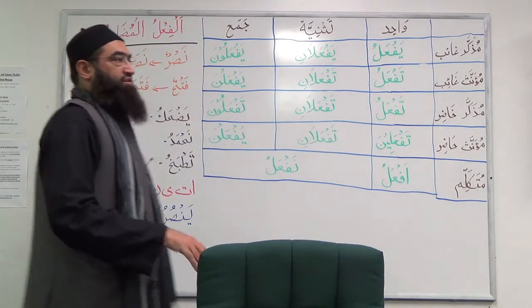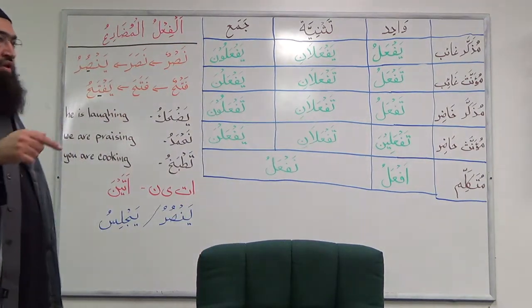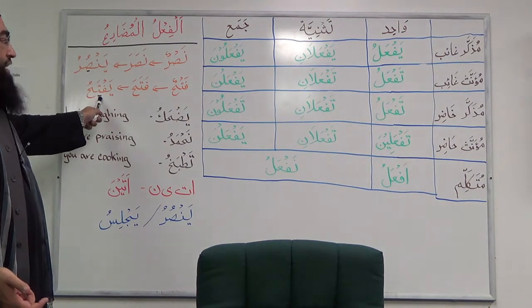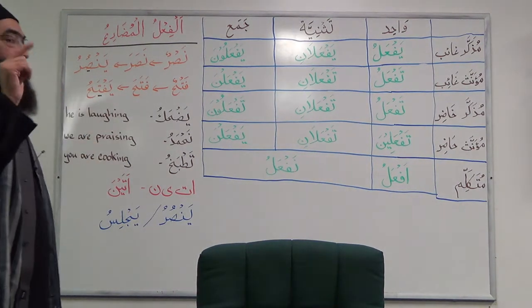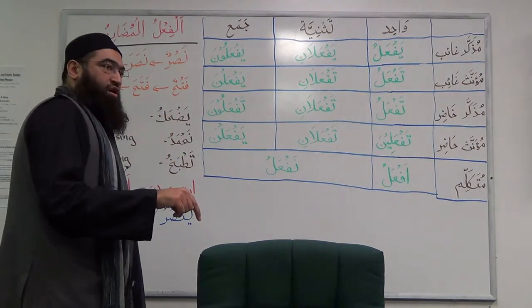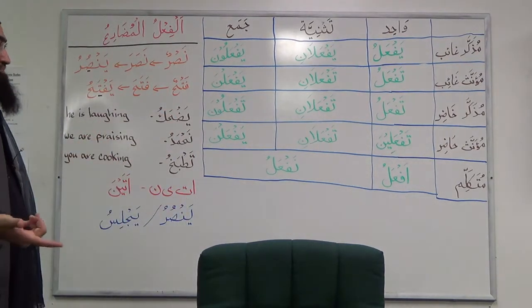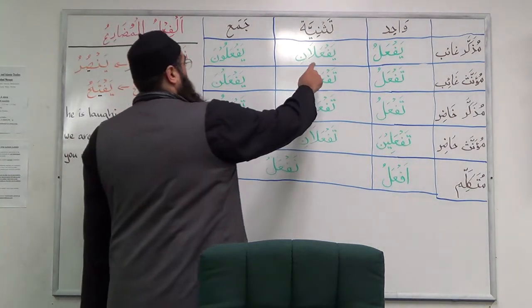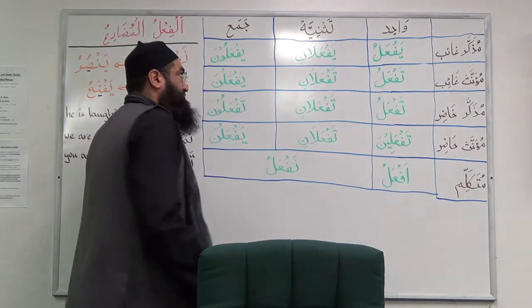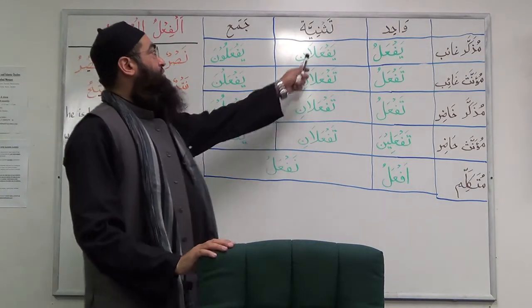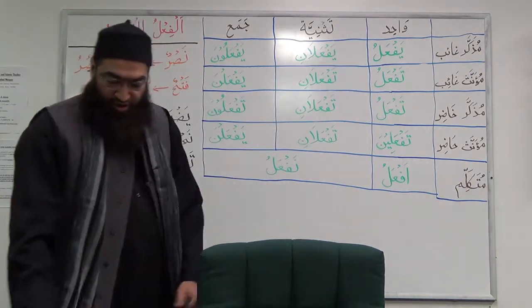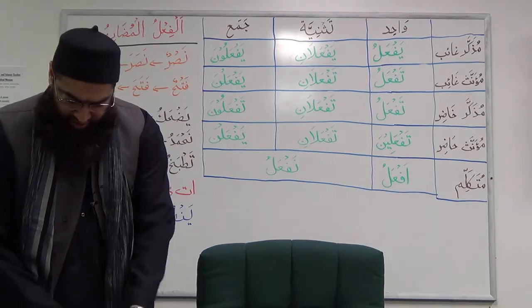Yaf'alu means that one man is doing or is going to do. If you say yansuru, or let's say yaftahu, yaftahu means that one man is opening or is going to open. Now what do we do to make it tathniya? You're going to put an alif and a noon at the end. Alright?